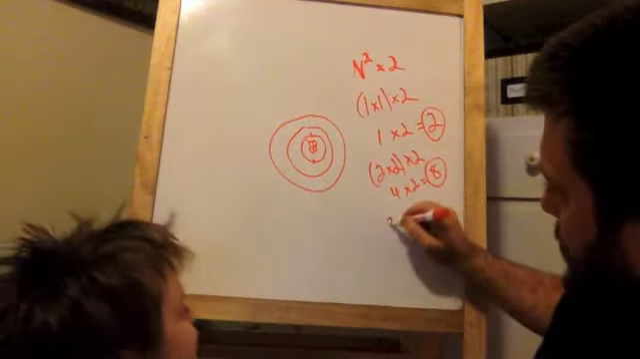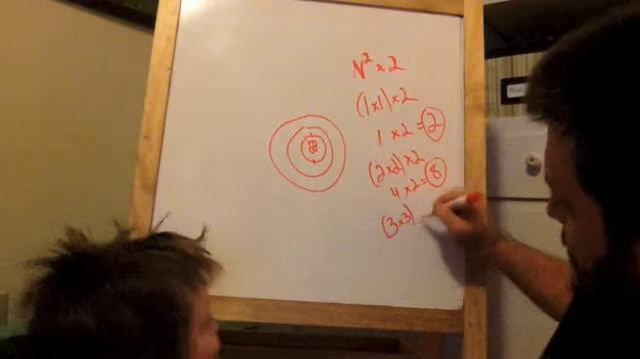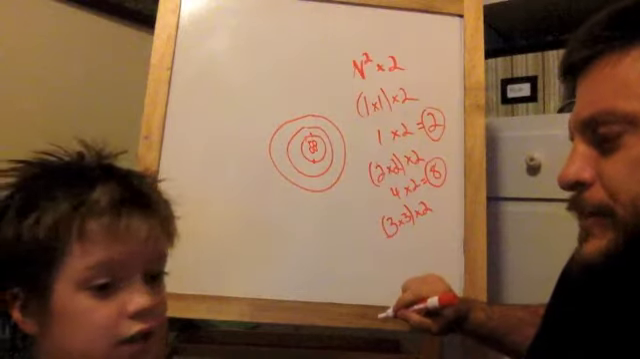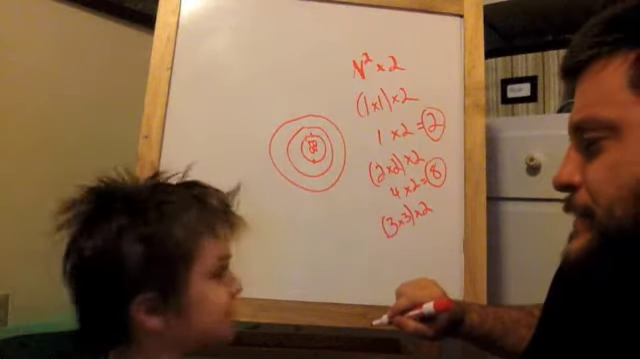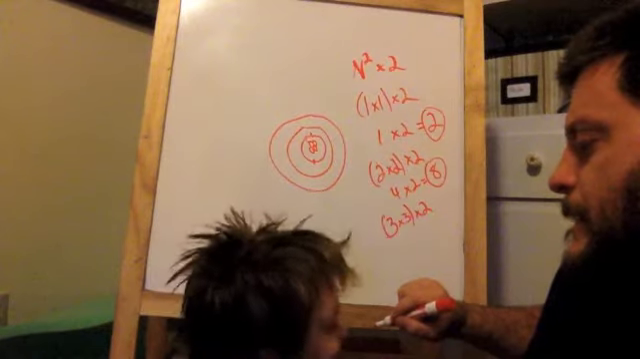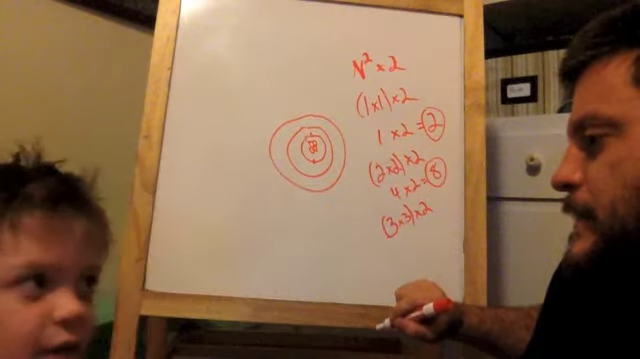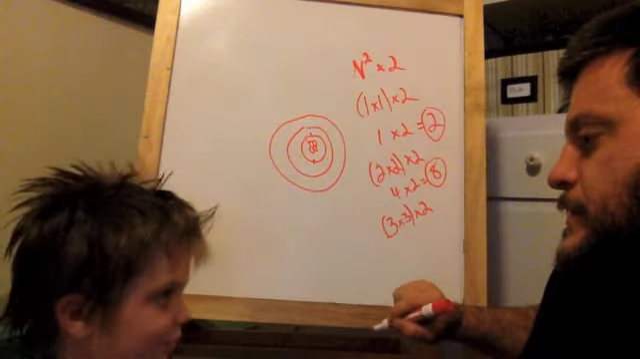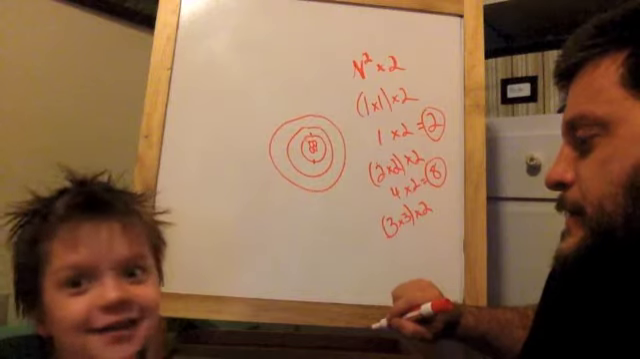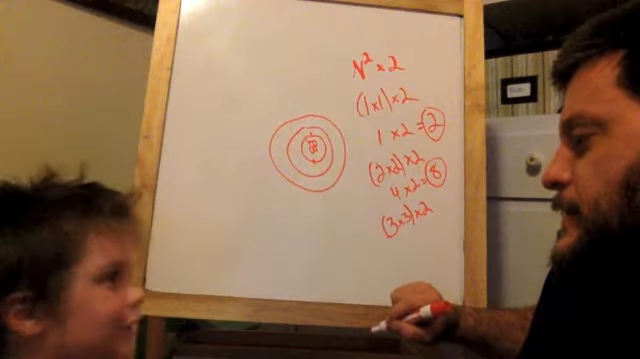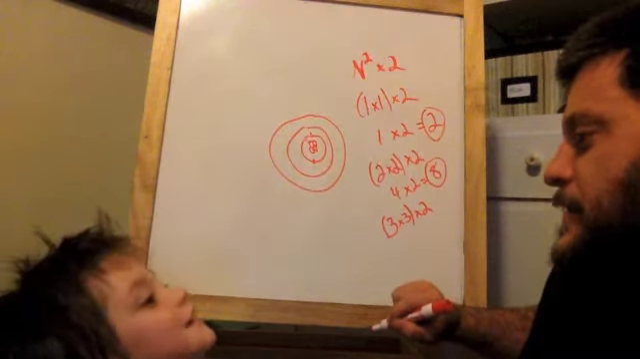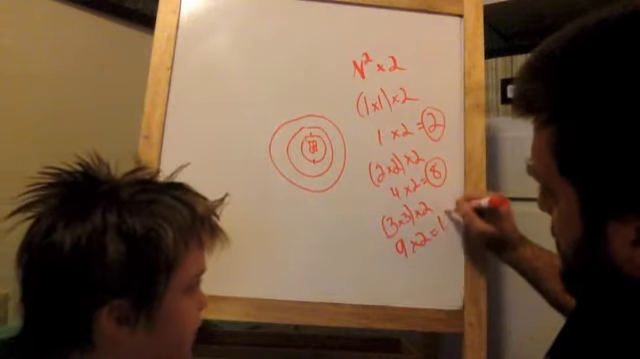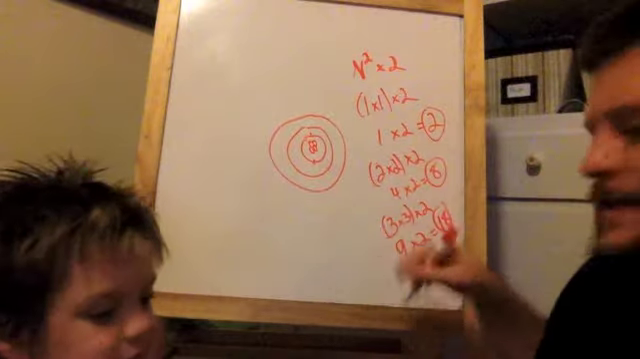You want to do one more? 3 times 3, not plus 3. 3 threes is 9. Sorry, I'm sick and derpy. So 3 times 3 is 9, and times 2, 2 nines, 18. That's right. So the third shell can hold 18 electrons.